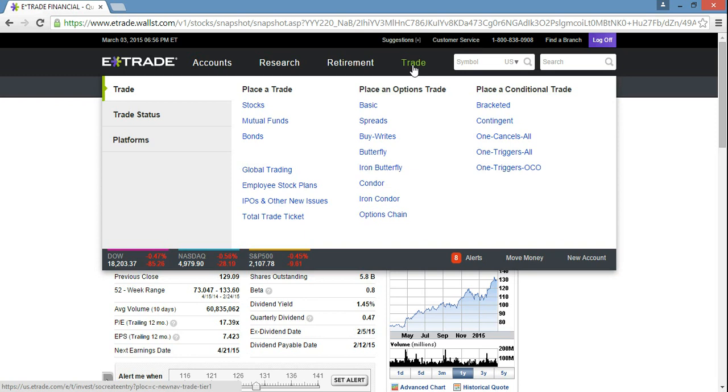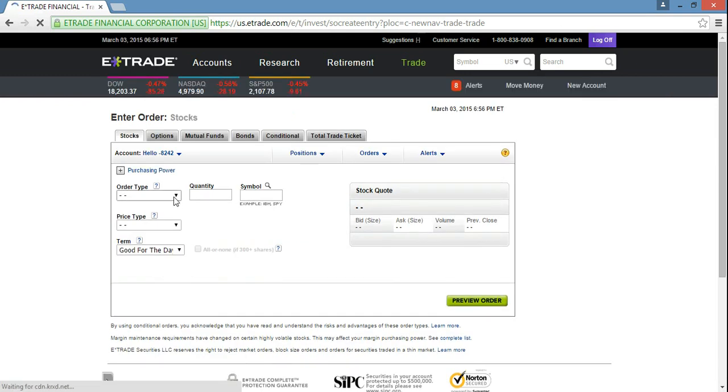So from there, we're going to mouse over trade here. Then we're going to click on stocks. Your order type is going to be sell short. Quantity will say 10 shares. Symbol AAPL. Now you have a choice on price type.